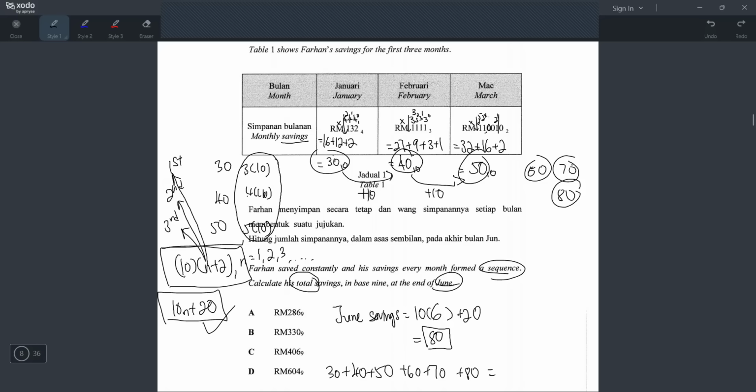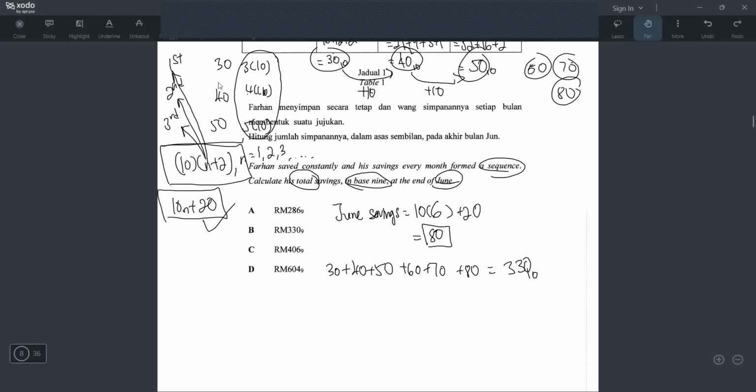So let me press my calculator. If you pressed correctly, you will get 330, right? And of course, it's in base 10, right? So this is the answer. This is the total savings. But then if I look at ABCD, there is no answer, right? Because, oh, they want it in base 9. So I have to convert to base 9. So let's convert to base 9.